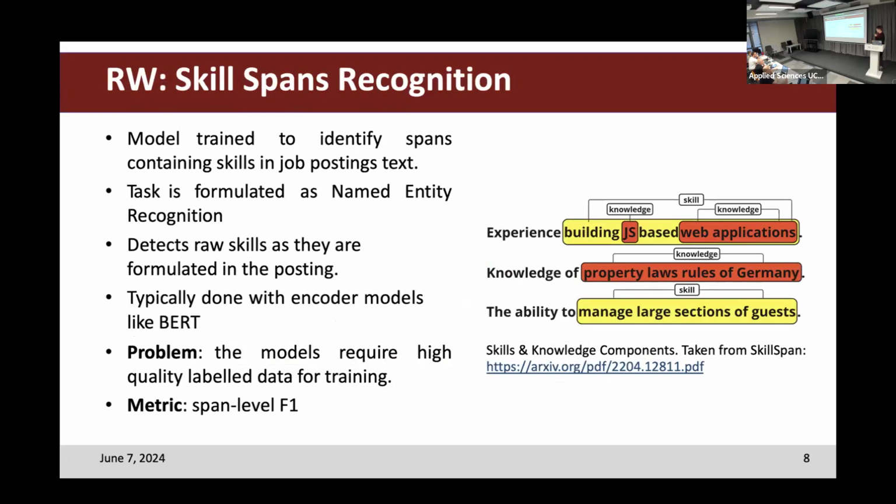In this approach, we formulate this task as a named entity recognition problem. Essentially, we recognize the text spans that contain skills or knowledge related to a job in the text of the job posting. In this approach, we detect the skills raw as they are formulated in the posting, and it is typically done with encoder models like BERT. The problem for these models is we need high quality labeled data for training, essentially fine-tuning it. And the primary metric is the span-level F1 score.